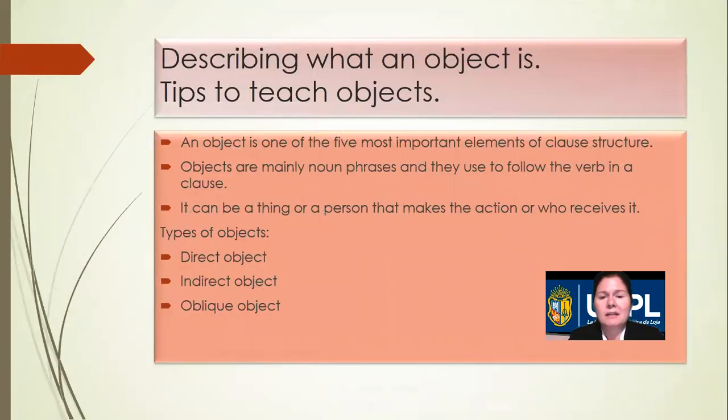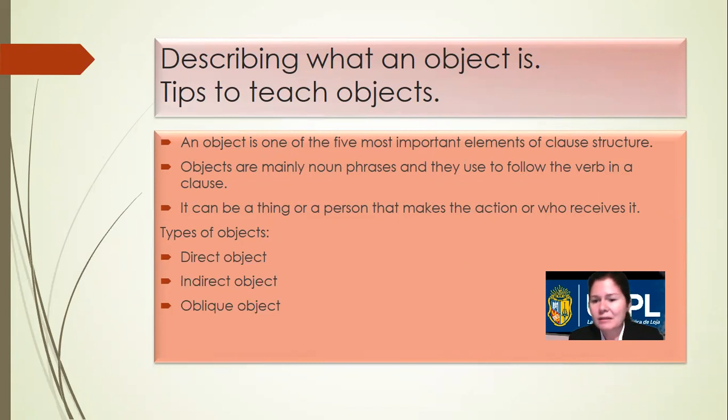Now here we've got describing an object. First of all, we need to describe to understand something. Tips of teaching objects, or how to teach objects. An object is one of the 5 most important elements of class structure. Objects are mainly noun phrases and they usually follow the verb in a clause. It can be a thing or a person depending on the context, that receives the action.